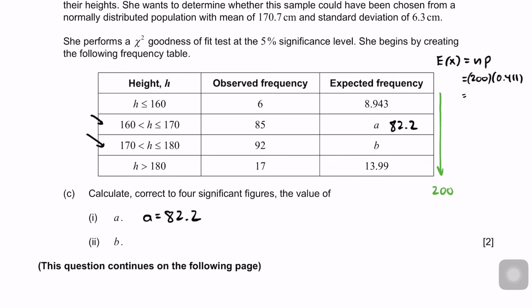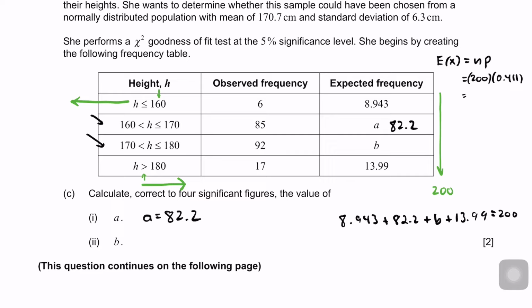We have 160 as a lower bound going to 0. We have h as an upper bound going to 180, and we have 82, so this would be this last missing piece. So if we know that they all must add up to 200, this is 8.943 plus 82.2 plus b plus 13.99 must equal to 200, and then we could find the missing piece that way. So I think it's pretty involved for a 2-mark question.